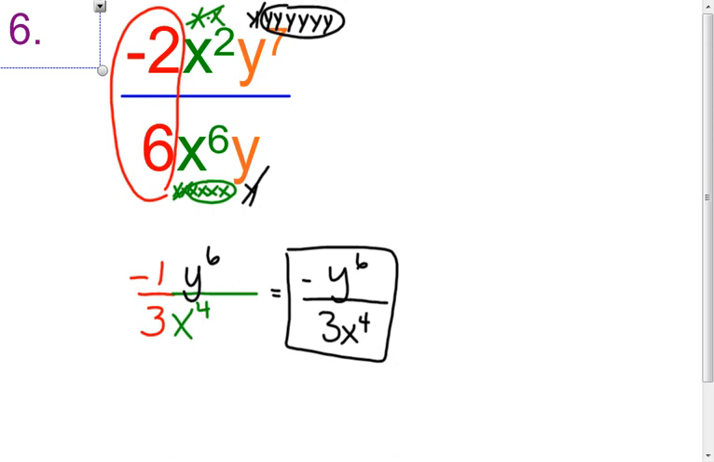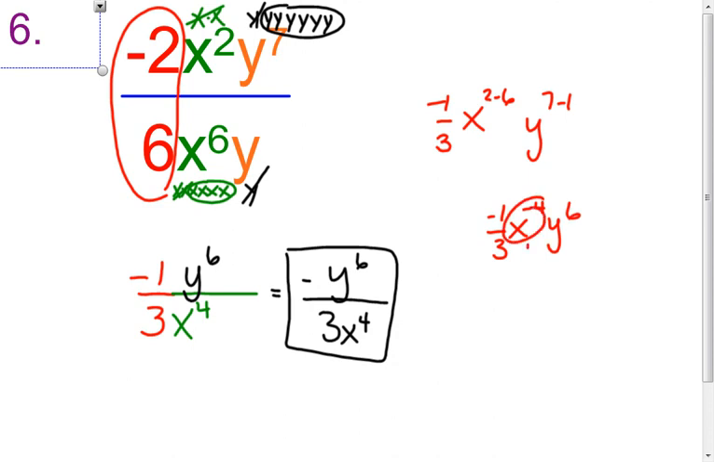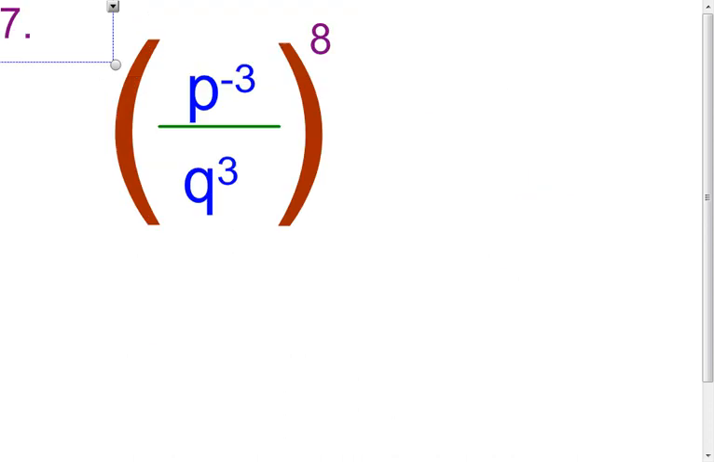Okay, of course the other thing you can do is reduce the negative 2 over 6 and get negative 1/3. And then do x to the 2 minus 6 and y to the 7 minus 1, which of course becomes negative 1/3 x to the negative 4, y to the 6th, and then that one needs to go down. Okay, so however you want to think about it, I don't care, but just make sure you follow whatever works for you.